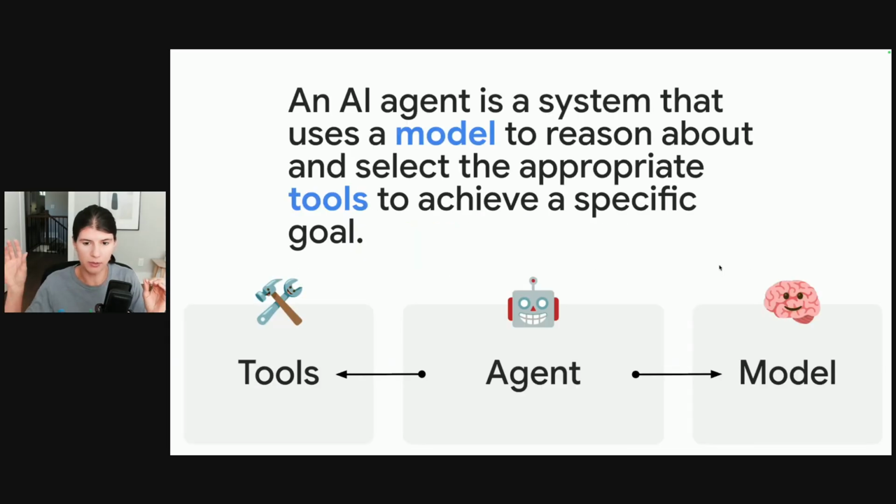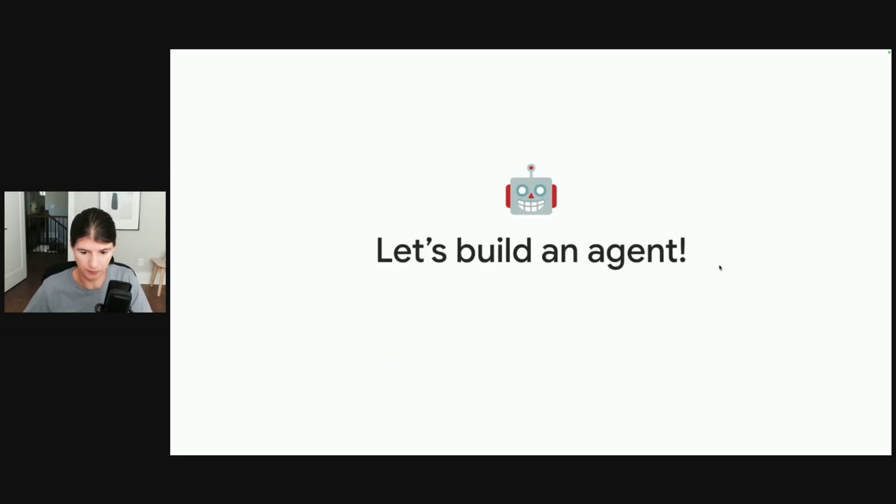So an agent has a model, the LLM, that's basically the brain of the agent that makes it think. And then what distinguishes it from just an LLM is the access to specific tools, additional things the agent can do, query, select to achieve a specific goal.